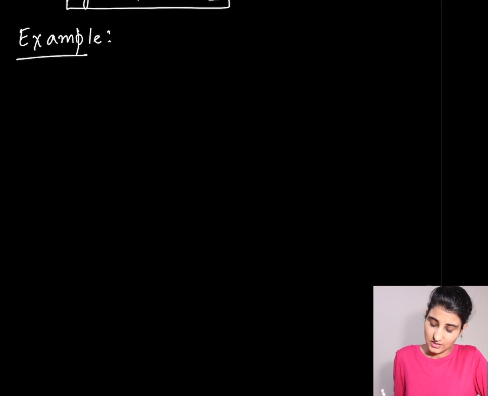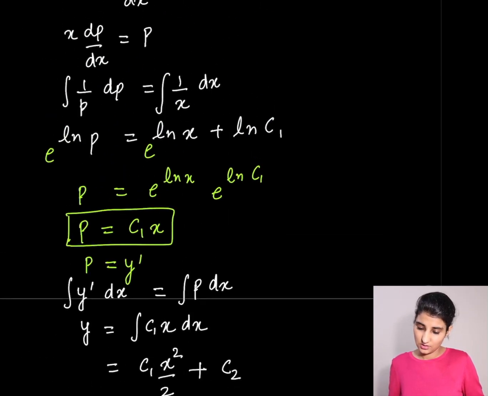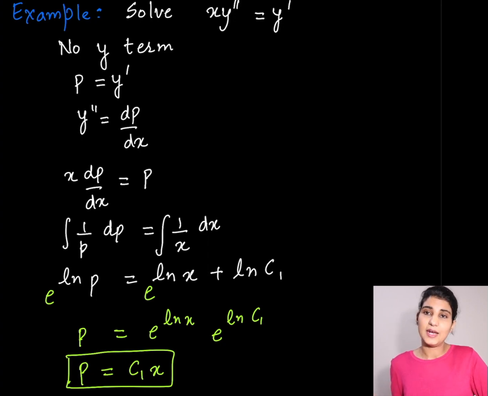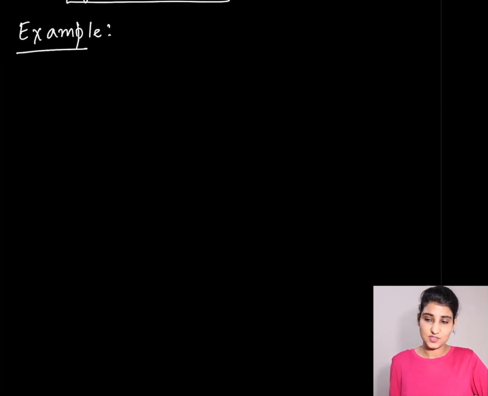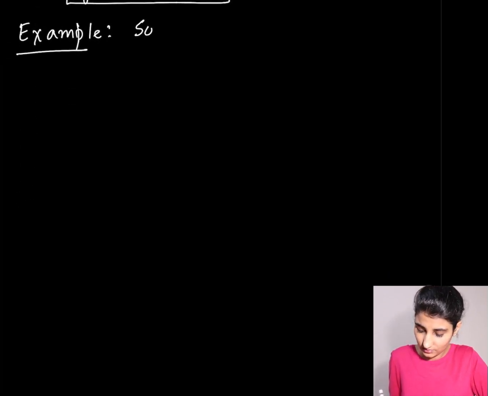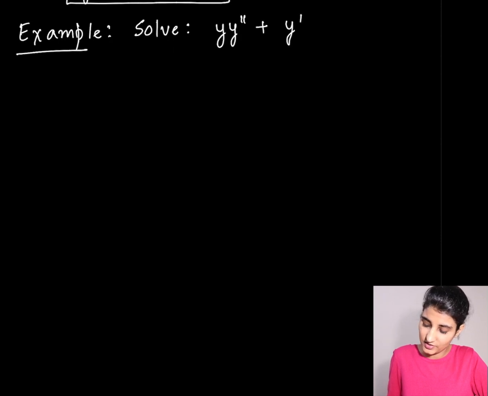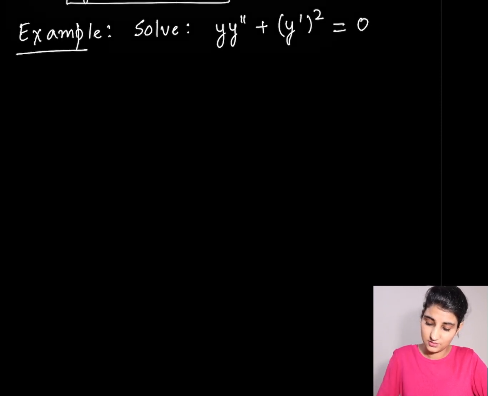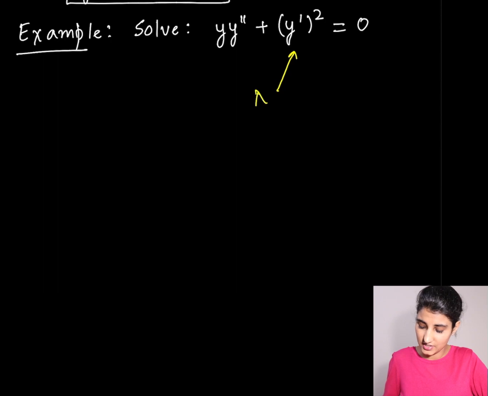Next is, in this case, this was the case when the dependent variable was missing, y was missing. Let's see the case when x is missing. So solve the equation y times y double prime plus y1 square equal to 0. This equation is non-linear, and you will see how easily we are solving a non-linear equation when x is missing.